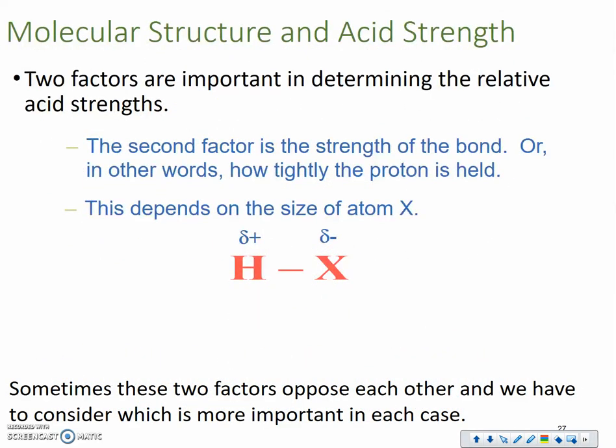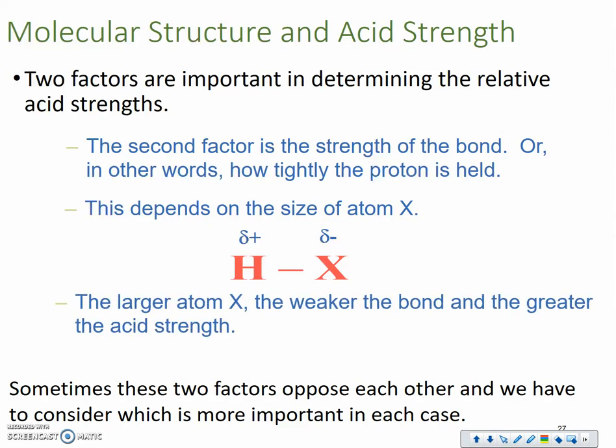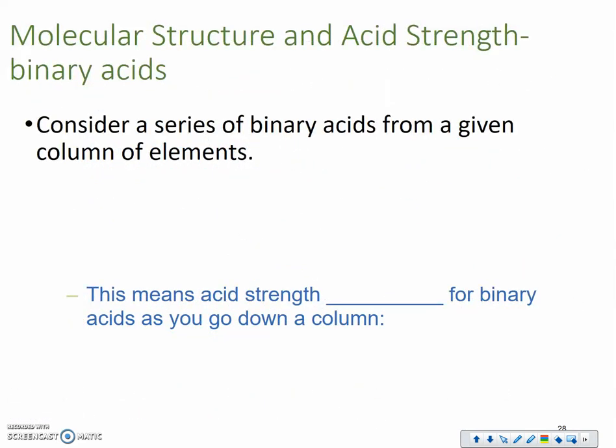The second factor is the strength of the bond, or how tightly it's held, and that depends on the size. So the larger X is, the weaker the bond and the greater the acid strength is. So as we go down a group, they get bigger, so therefore they get stronger in terms of strength. As we go across, we get smaller and therefore weaker. So these forces can oppose each other. So we have to consider which one's more important on a case-by-case basis.